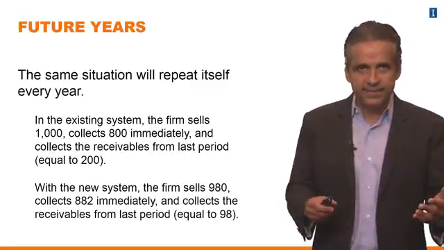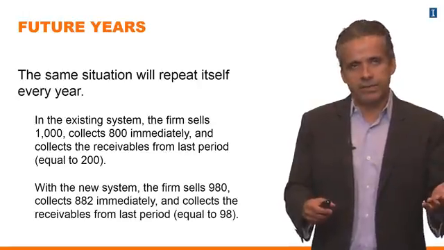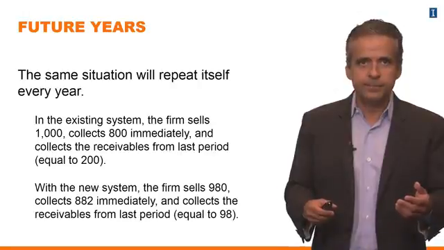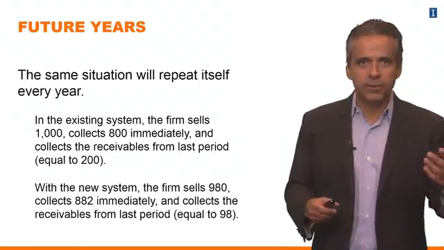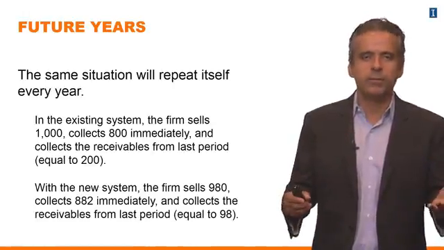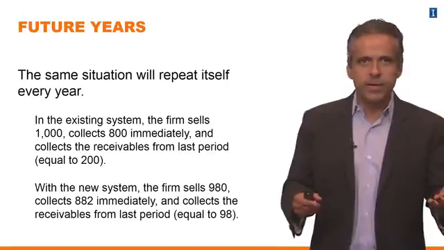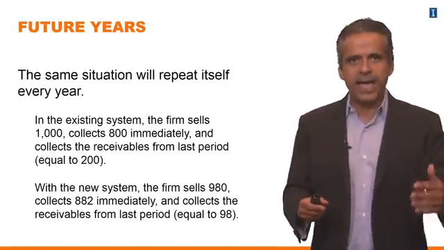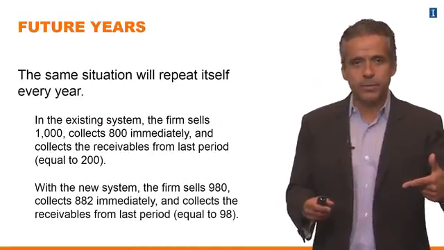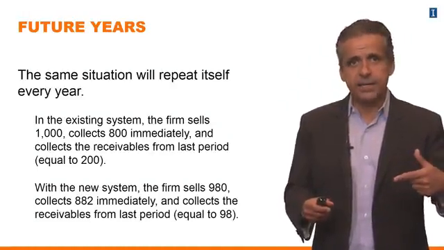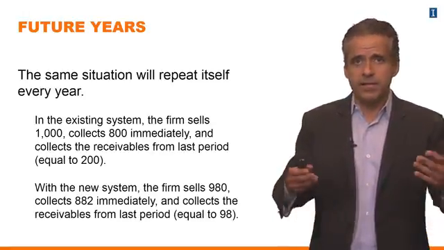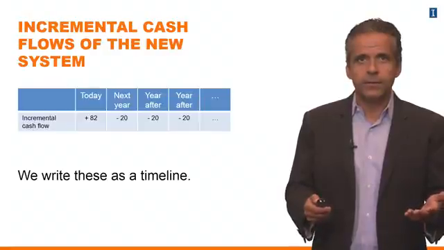In the existing system, right, what happens is you sell 1 billion here, right, collect 800 million immediately, and then you collect the receivables from last period, which are equal to 200 million, so your total collection is 1 billion every year. With the new system, you sell 980, collect 882 immediately, and then you collect the receivables from last period, okay, which are equal to 98, so you're going to get $980 million every year. And this is going to go on, right?